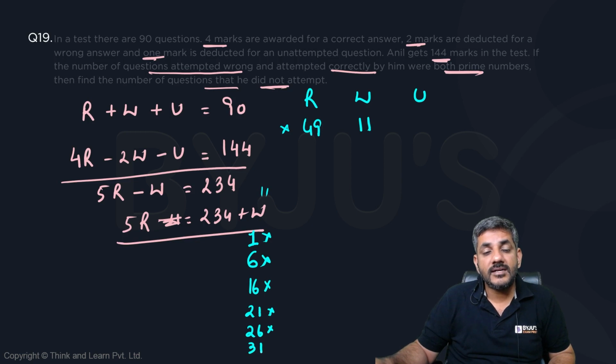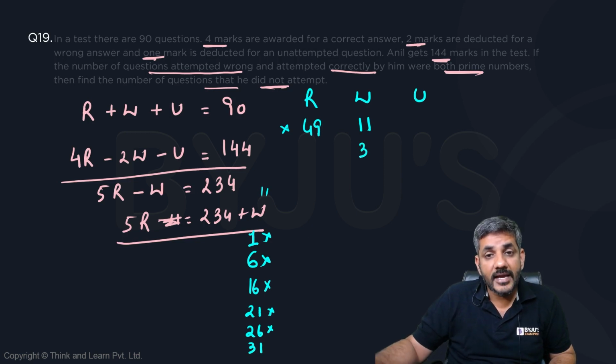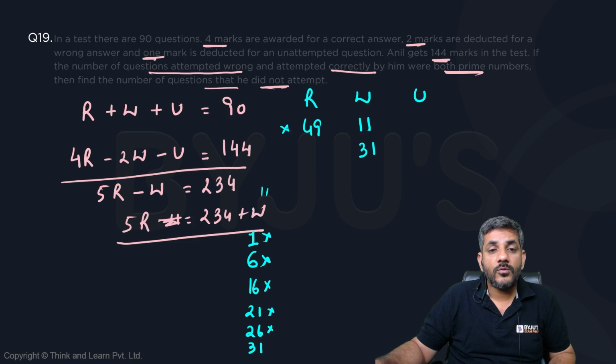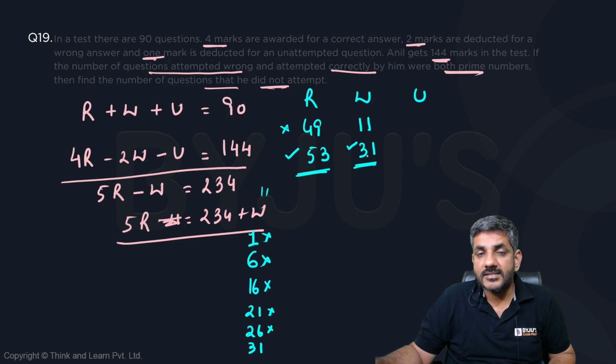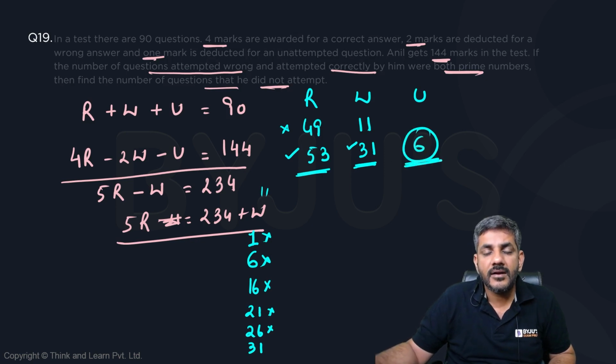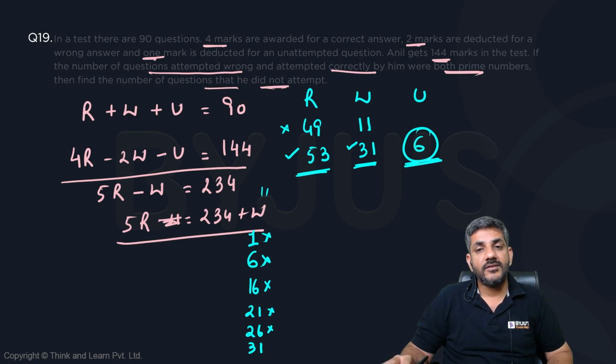The next value is 31, which is prime. So wrong can be 31. And when I put 31 over here, 234 plus 31 gives me 265. So the number of right answers is 53, which also is a prime number. So what the question asked for, it satisfies here. 53 rights are there, 31 wrongs are there. 53 plus 31, that makes it 84. The remaining 6 questions must be unattempted. That becomes the right answer for us.